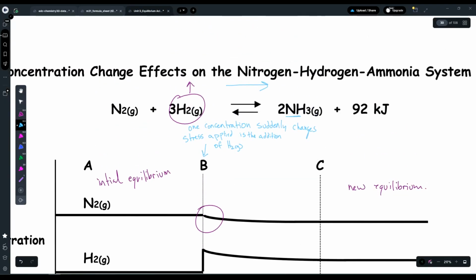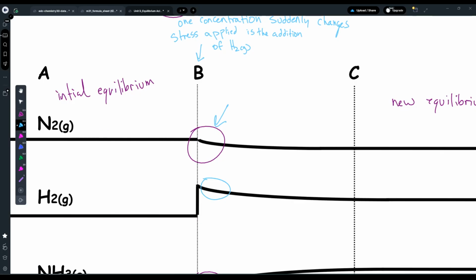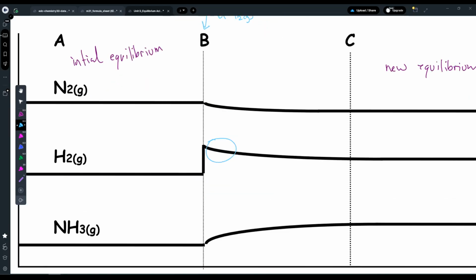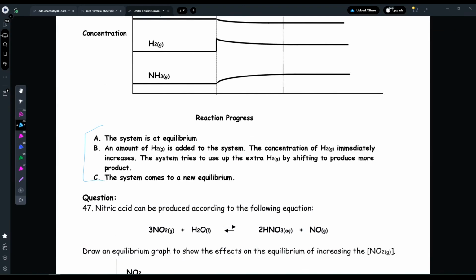And because, again, the forward reaction is favored, nitrogen's concentration decreases because it's using up nitrogen and hydrogen in order to produce ammonia. That's also why there's a small decrease in hydrogen after it gets added. It's because the system is trying to use up some of the excess hydrogen that was added to it. Okay, so again, everything that I said is written out right here.